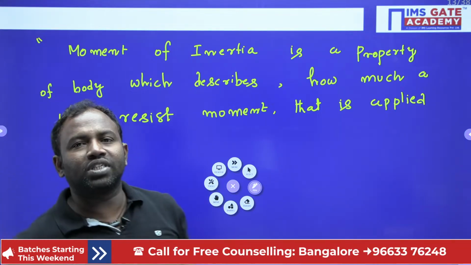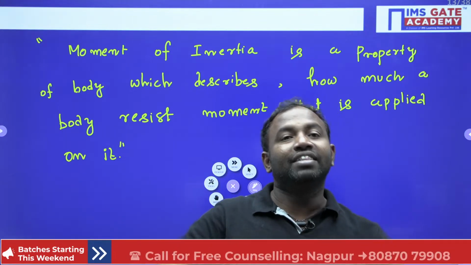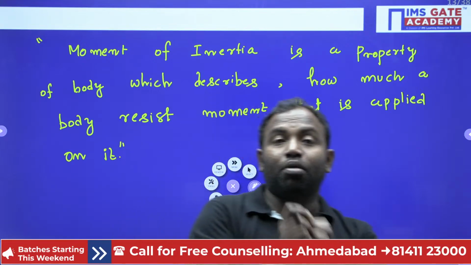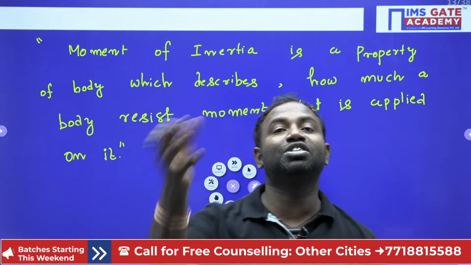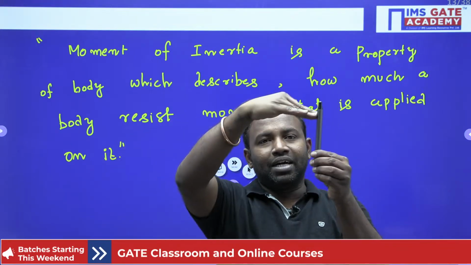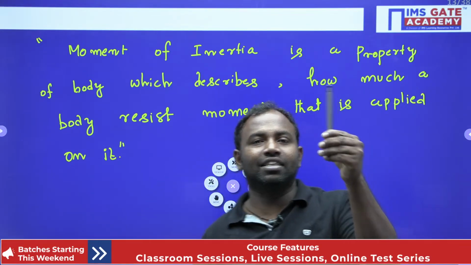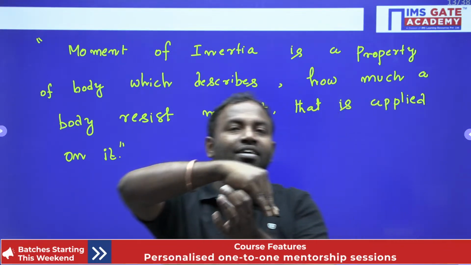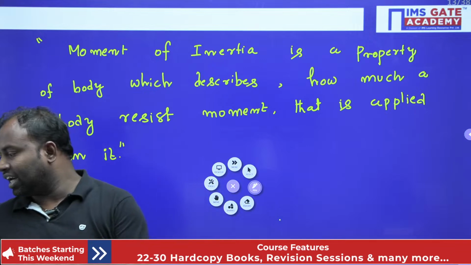If a body has a high moment of inertia, then it can resist more of the moment applied on it, right? If the body has a low moment of inertia, it cannot resist the moment applied on it. Suppose this is a body and I apply some moment on it. If this moment is resisted very strongly, then we can say this body has a high moment of inertia. If the body cannot resist the moment applied on it, then it has a low moment of inertia. Clear everybody?